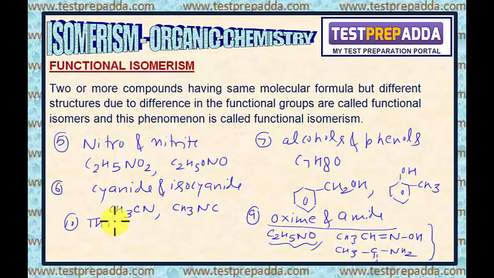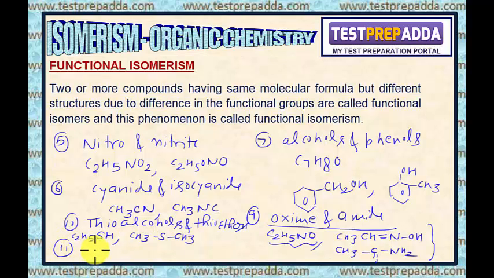Similarly, thioalcohols and thioethers. For example, C2H5SH and CH3SCH3, as we did in case of alcohol and ether. Another you can say here alkynes and alkadienes. One triple bond is replaced with two double bonds. So these are the different cases of functional isomerism.